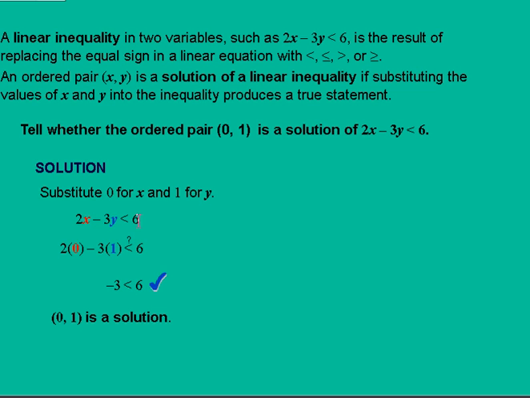So 2x minus 3y is less than 6, putting 0 in for x, 1 in for y, I get 2 times 0 is nothing, or 0, minus 3 times 1 is negative 3. Is negative 3 less than 6? It is. So we know that one is a true statement.